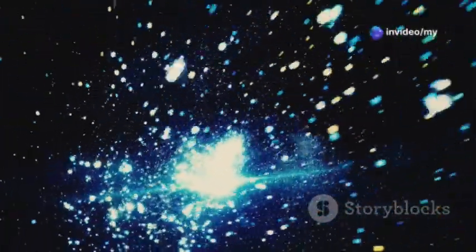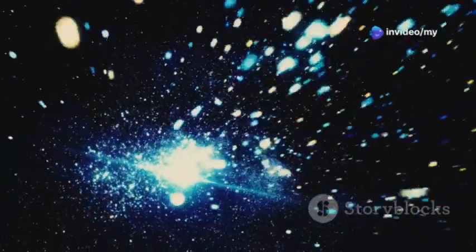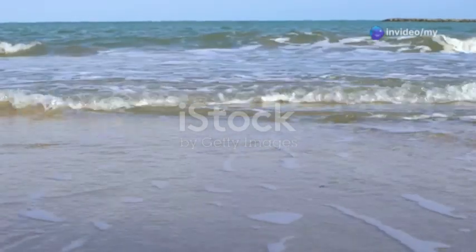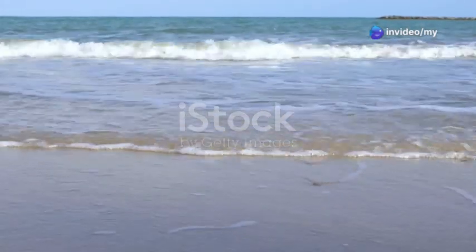From the smallest atoms to the largest galaxies, the universe is in a constant state of motion. This motion, whether it's the vibration of particles or the orbit of planets, can be described using the language of waves. Waves, like those we see on the ocean, have a rhythm and a pattern.